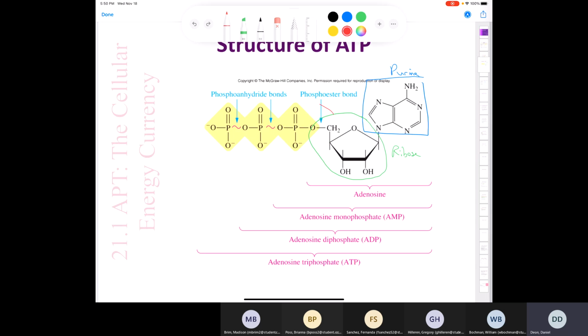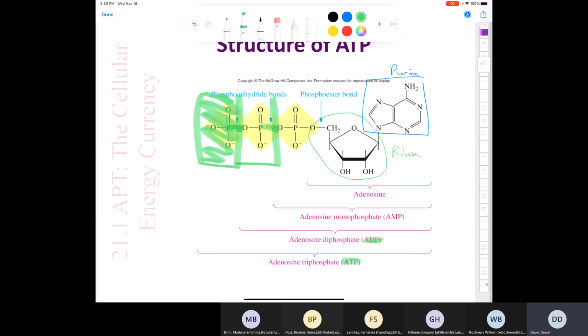Okay, well, we've got a phosphoester here. Here's the phosphoester bond. And then we've got two phosphoanhydride bonds right here. So we've got two high energy bonds in adenosine triphosphate. If we were to remove all of this portion here, then, my friend, you would have adenosine diphosphate. You'd only have one high energy phosphoanhydride bond.